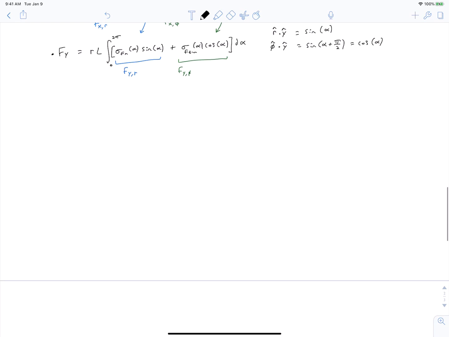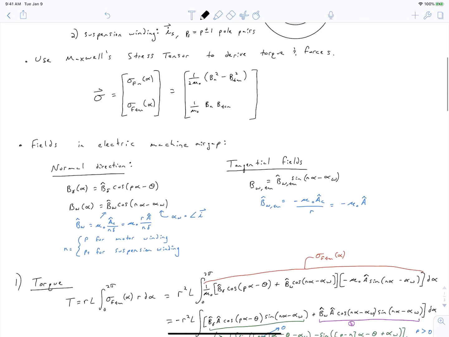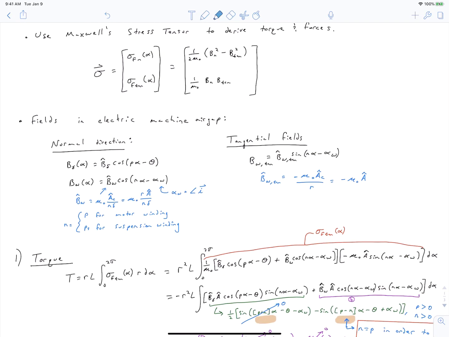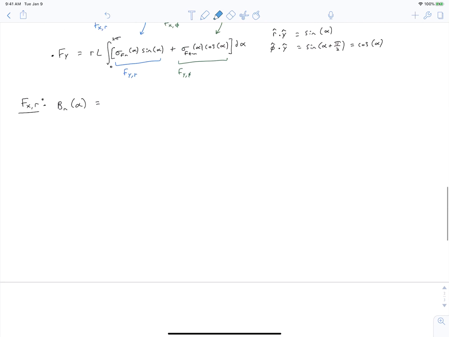And we'll start with calculating our Maxwell force in the x direction. And let's first begin this by writing out what our normal field is in our air gap. So we're going to go back up to this list we created of fields in the normal and tangential directions and then plug them in to our stress component.